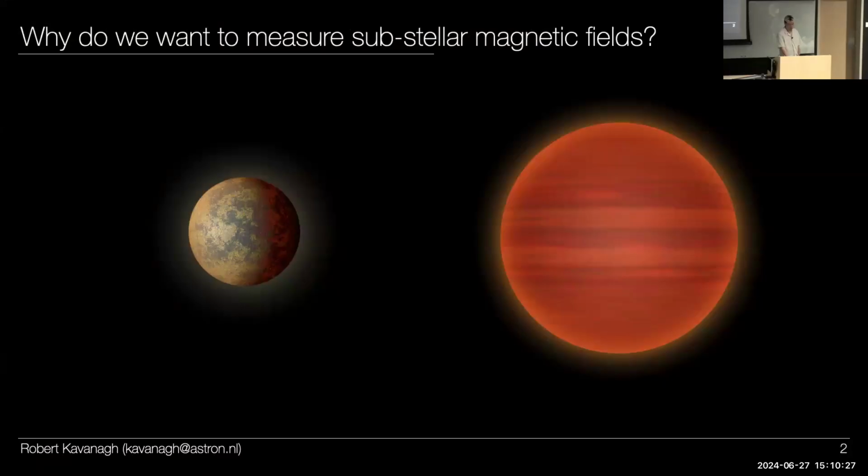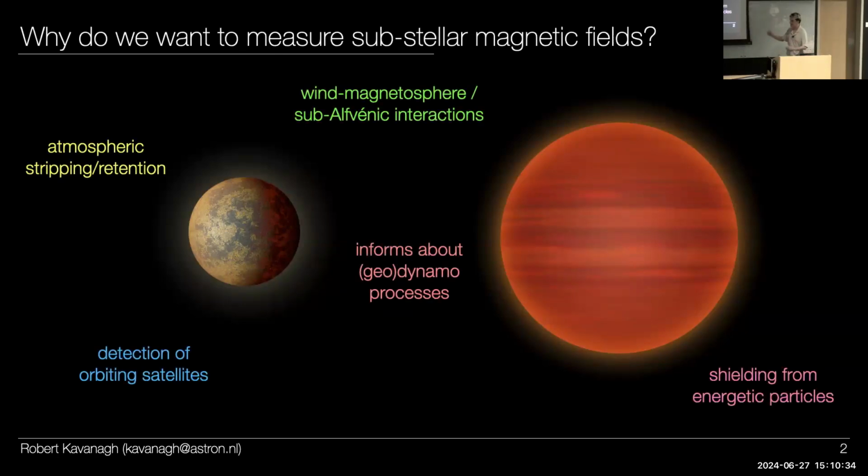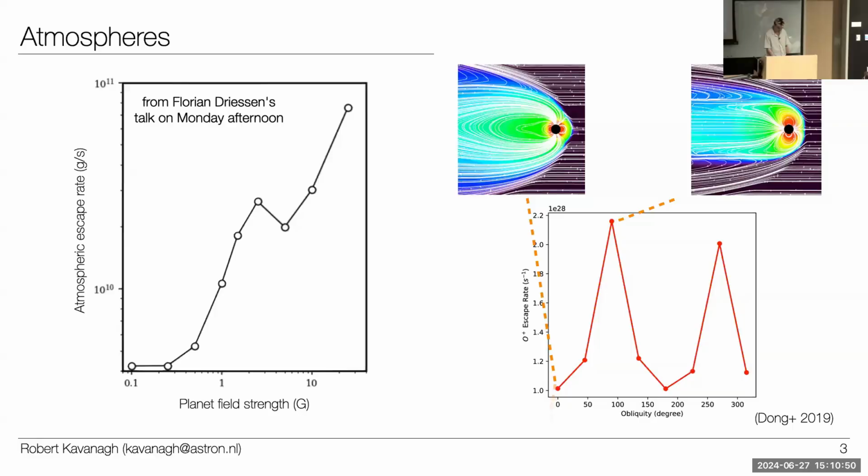Why do we want to do this? I hope you don't need too much convincing, but there are a lot of reasons. If we can measure the magnetic fields of substellar objects, we can learn something about their interiors, we can learn about their habitability, and we can also potentially use that information to look for orbiting planets and moons around them.